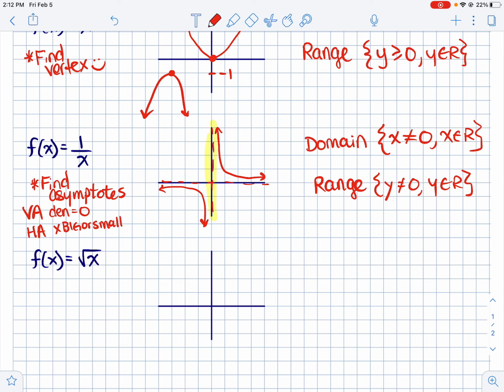So if x was really gigantic, like if x was a trillion, 1 divided by a trillion is getting close to 0. So I just look at the extremes of x to find my horizontal asymptote.